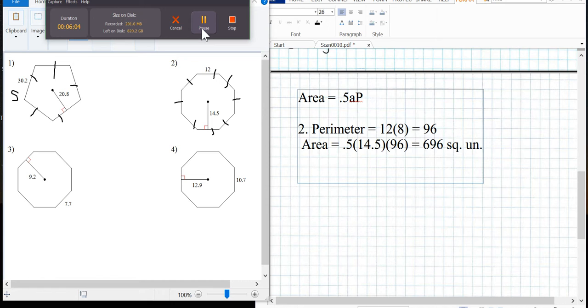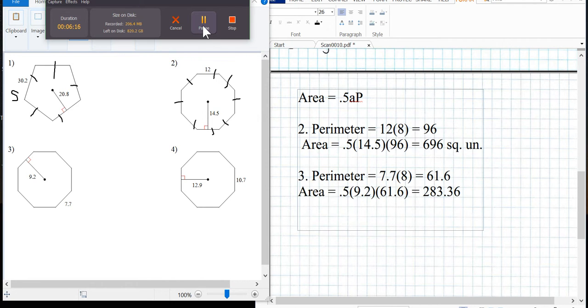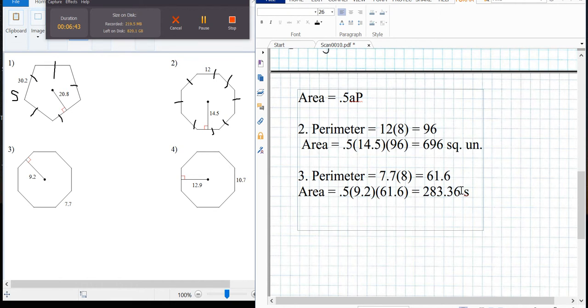Okay, time to try number 3. So we have another octagon. So we're going to have to find our perimeter by taking 7.7 times 8 and then plug that value into our area formula. Alright, so for solving problem number 3, we ended up finding the perimeter. It came out to be 61.6 units long. The area we take as half of the apothem times the perimeter, and that comes out to 283.36 square units. Let's make sure we put our label here. Square units.